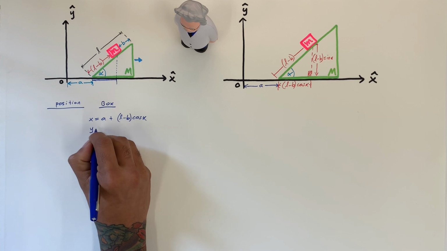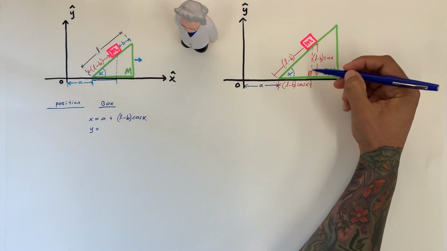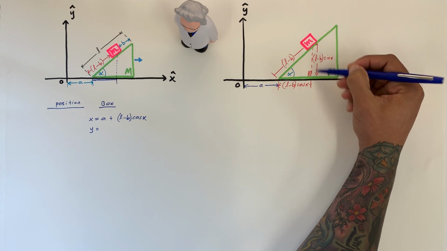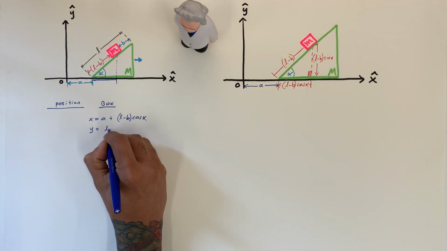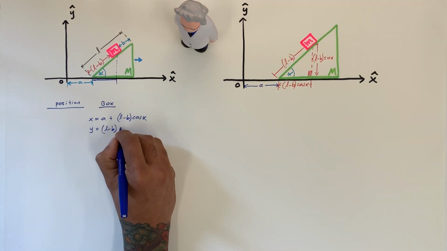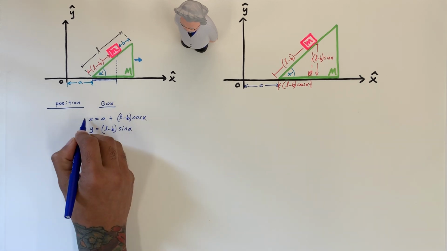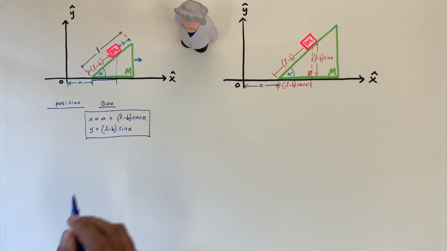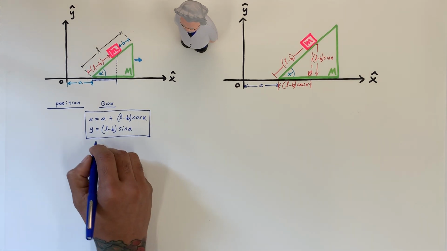Now the Y is just going to be this height. From 0 all the way to here is this side right here. So L minus B sine alpha. So this is the position of the box, and now we need the position of the plane.